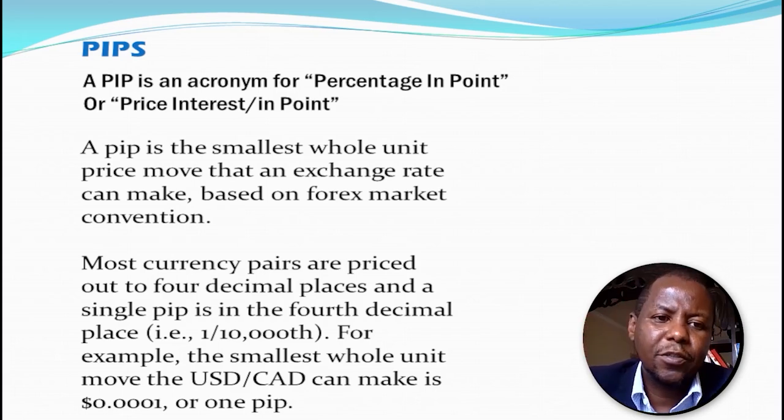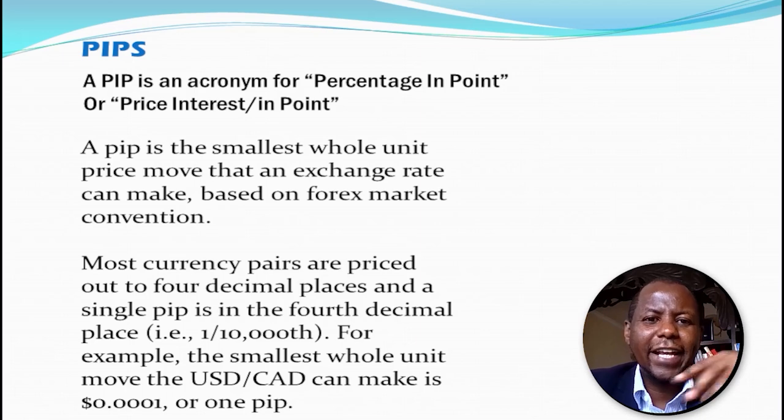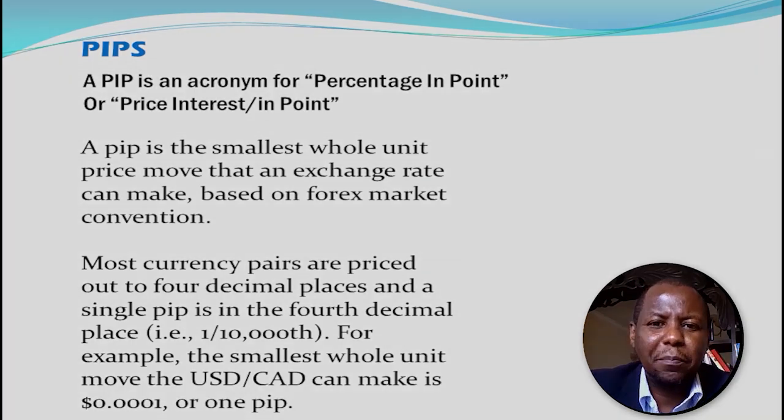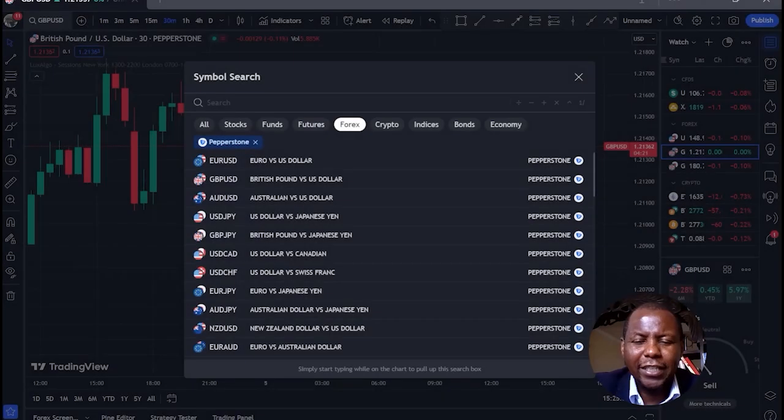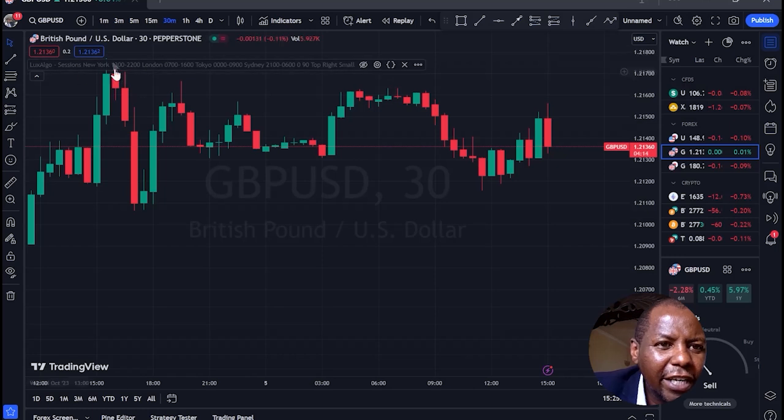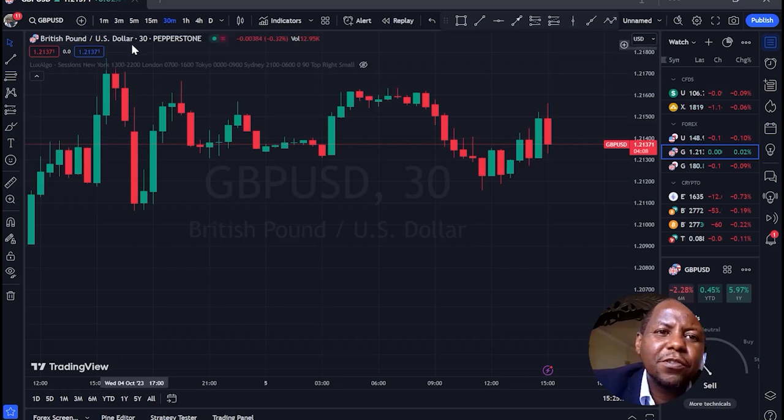You will ask me, Vincent, where is it in my platform? Where can I find the pip? Let me show you. Let's move over quickly to the trading platform. And when you're in a trading platform, over here on the left, this is the British pound versus the US dollar.